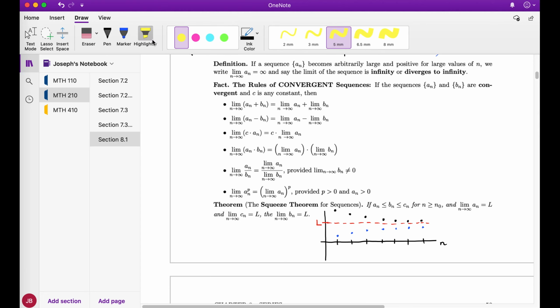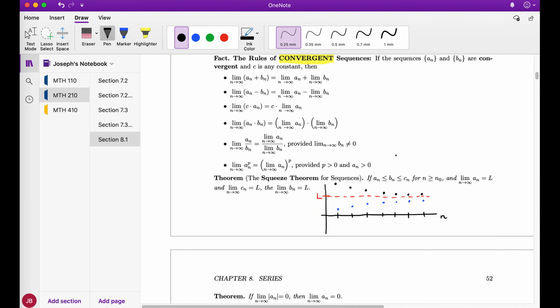So now, looking at this fact here, rules of convergent sequences, I want to highlight here. In order for these bullet marks here to be true, each sequence has to first converge, okay? So both of the sequences individually need to converge to some number. Then you can do exactly what you think you should be able to do. If you add the two sequences, it's just the limits added together. If you subtract them, it's the individual limits subtracted, so on and so forth.